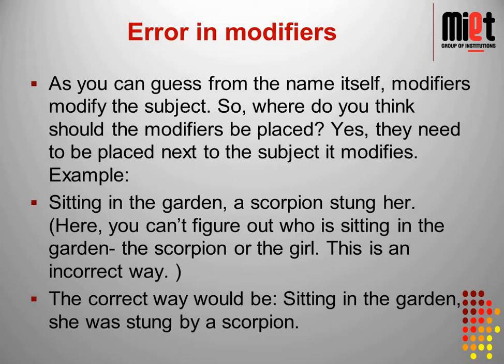Next, errors in modifiers. As you can guess from the name itself, modifiers modify the subject. So where do you think the modifiers should be placed? Yes, they need to be placed next to the subject they modify. For example, sitting in the garden, a scorpion stung her. Here you can't figure out who is sitting in the garden, the scorpion or the girl. This is an incorrect way. The correct way would be: sitting in the garden, she was stung by a scorpion.